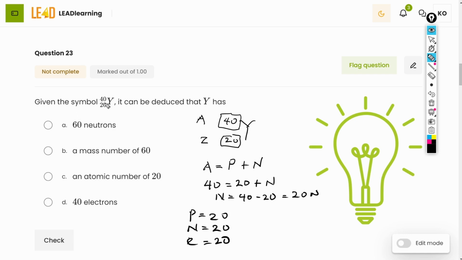So given the symbol 40/20 Y, it can be deduced that Y has 60 neutrons. No, we've established that the neutrons are 20. A mass number of 60? Mass number is also called atomic mass. This is true: an atomic number of 20. Atomic number is the number of protons in the nucleus of an atom. Yes.